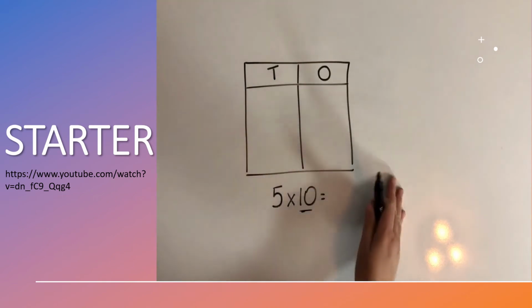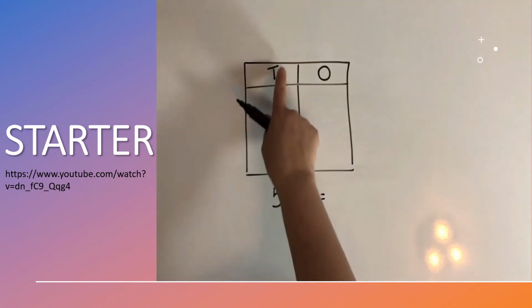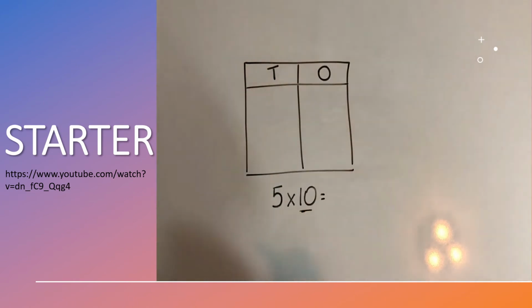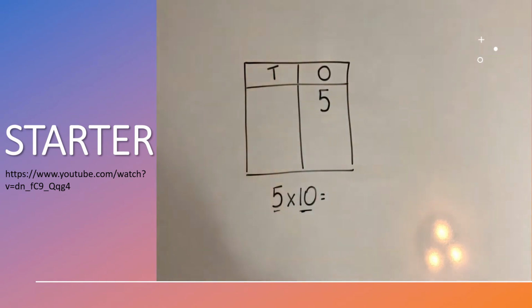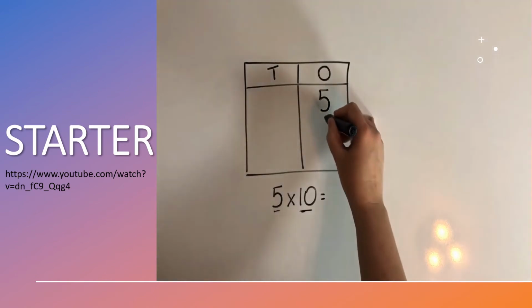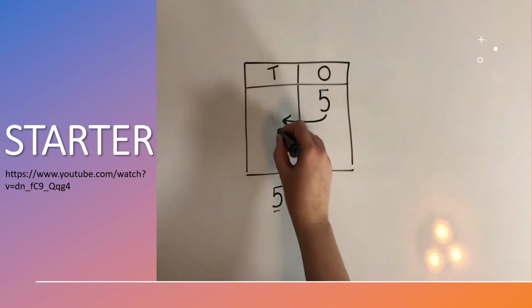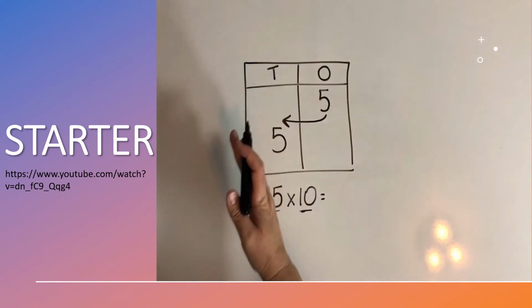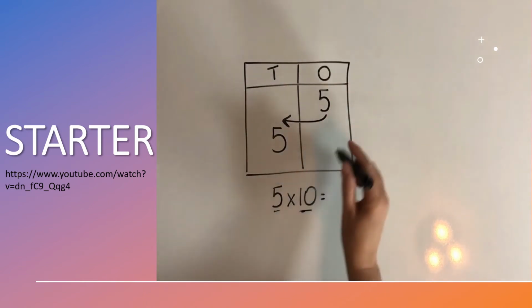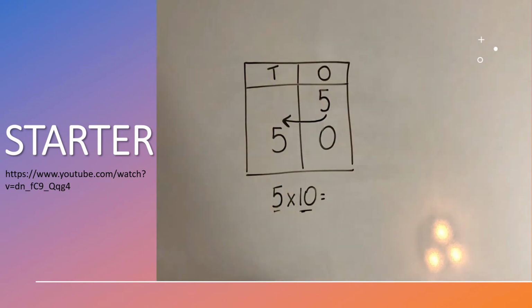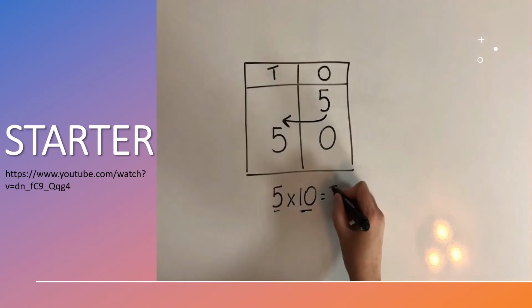Now when we make something 10 times bigger, we can imagine a place value chart like I've written here. So you've probably seen a place value chart before. This column stands for tens, and this stands for ones. So let's take a look at what's happening here. We have 5 ones. When we multiply that 5 by 10, we make it 10 times bigger. So the 5 is going to move one column to the left. So this 5 is going to move over to the tens place. Now we have an empty space in the ones, so we fill that with a 0. And this gives us 50.